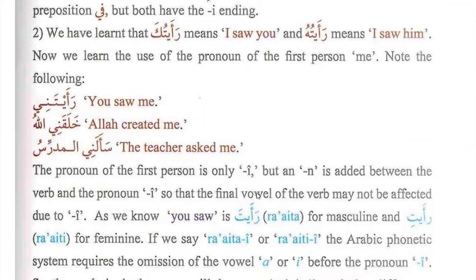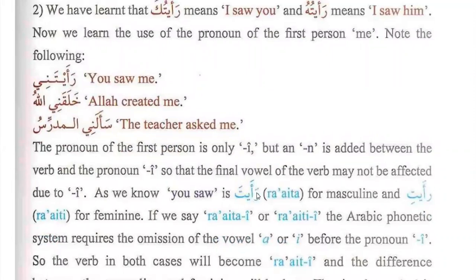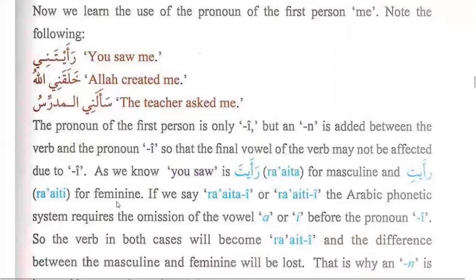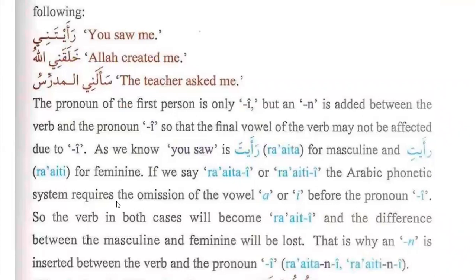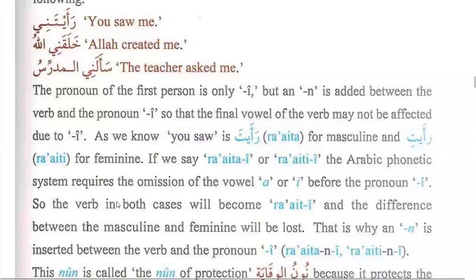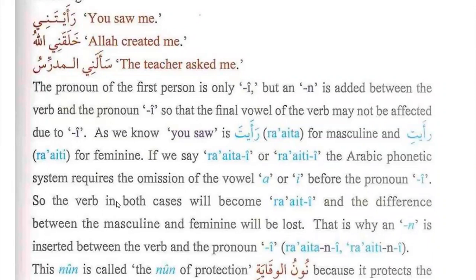Noon is added between the verb and the pronoun, so the final vowel of the verb may not be affected. As we know, "you saw" is ra'aita for masculine and ra'aiti for feminine. If we say ra'aita'i or ra'aiti'i, the Arabic phonetic system requires the omission of the vowel a or i before the pronoun ya. So the verb in both cases will become ra'aiti, and the difference between the masculine and feminine will be lost.